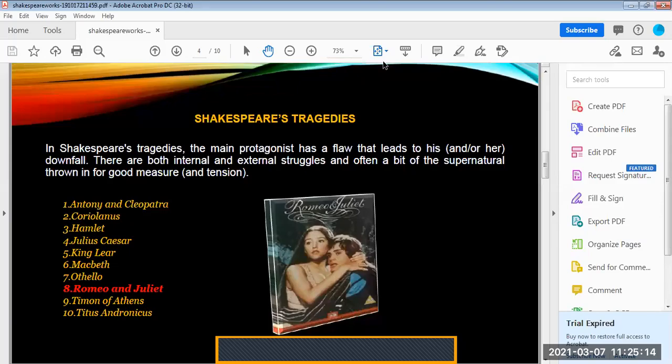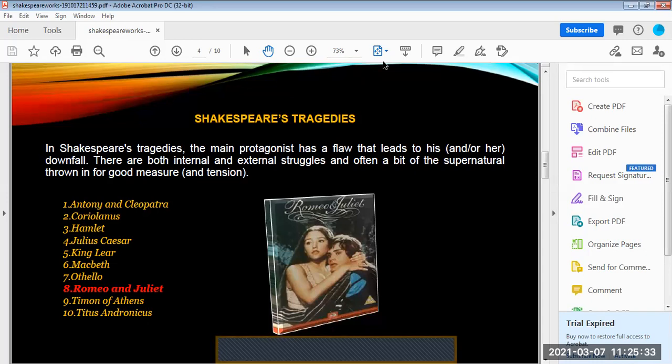Now we will discuss Shakespeare's tragedies. In Shakespeare's tragedies, the main protagonist has a flaw in his character. This flaw is hamartia, as named earlier by Aristotle. It leads to his or her downfall, I mean the hero or heroine.